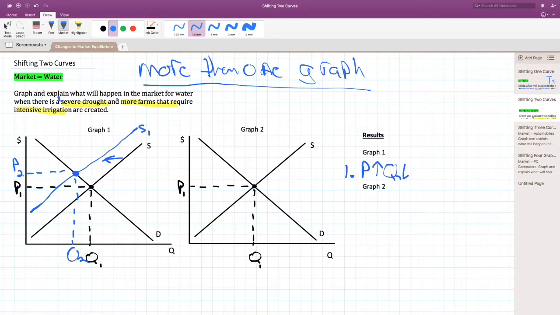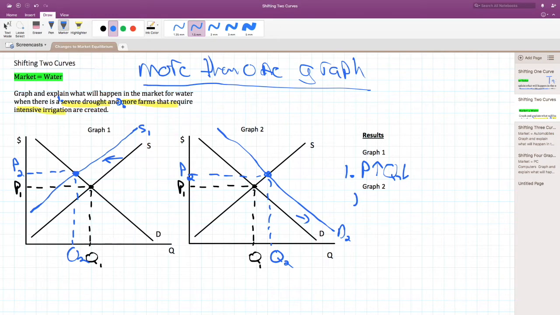Now, shift 2, more farms, is going to be a shift of demand. This is going to be a change in the number of consumers. My demand curve here is going to shift to the right from D1 to D2. Okay, there's my arrow. The point where it intersects is my new equilibrium price, which I go ahead and label P2, and my new equilibrium quantity, which I go ahead and label Q2.